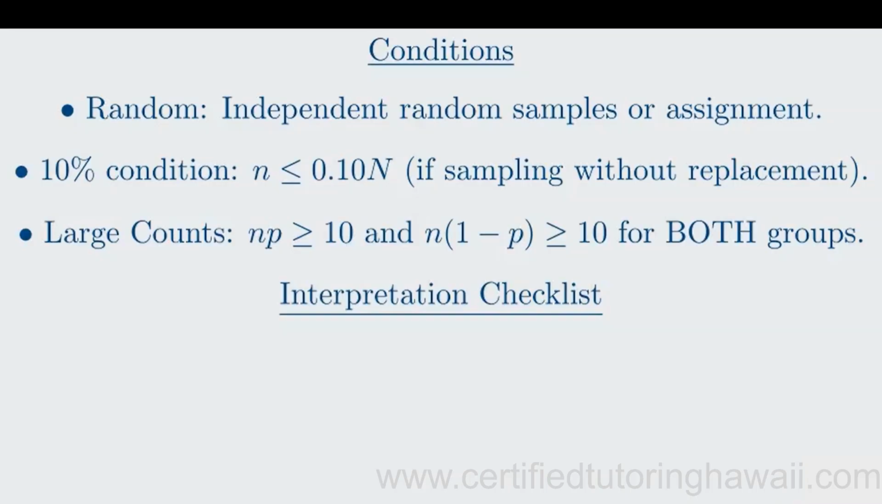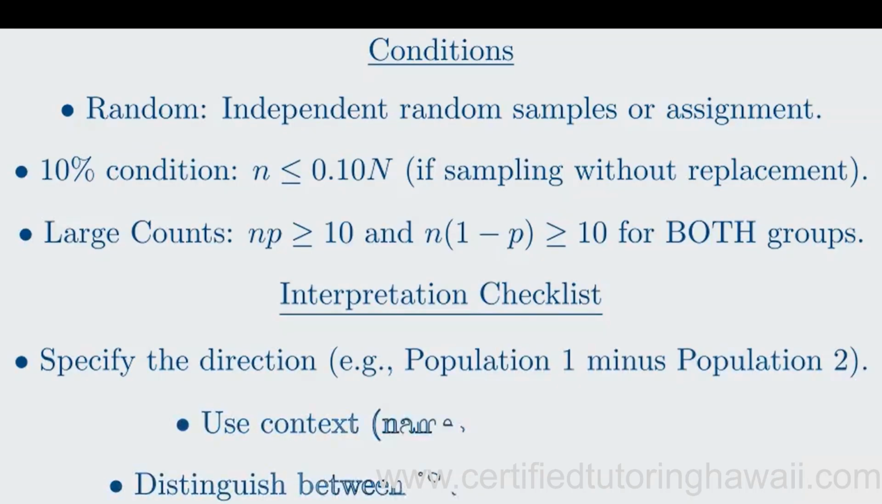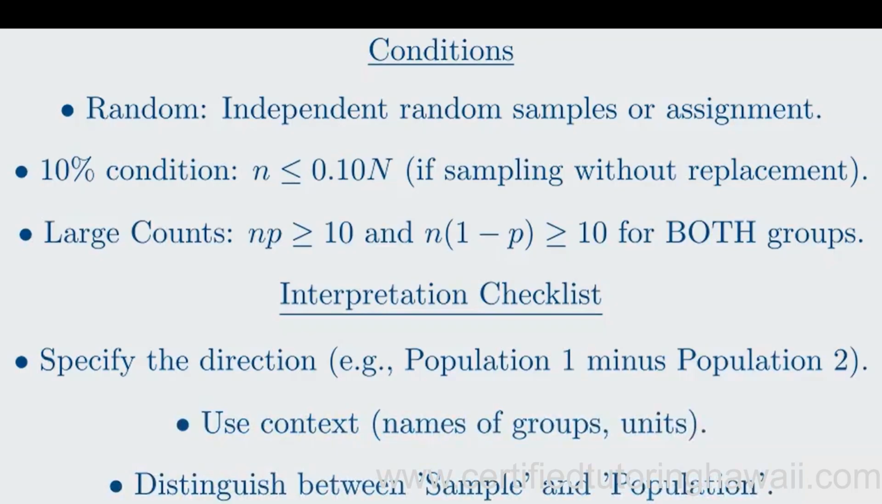Whenever you describe a sampling distribution, be sure to use clear language. The mean is what happens on average across many samples, and the standard deviation is the typical distance a single sample's difference will fall from that mean.